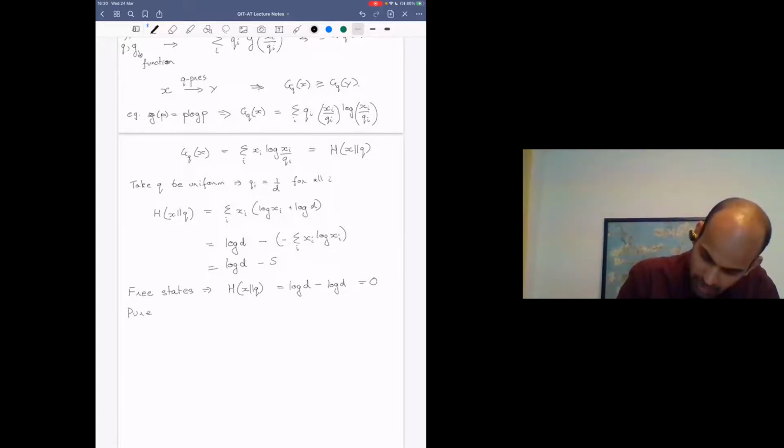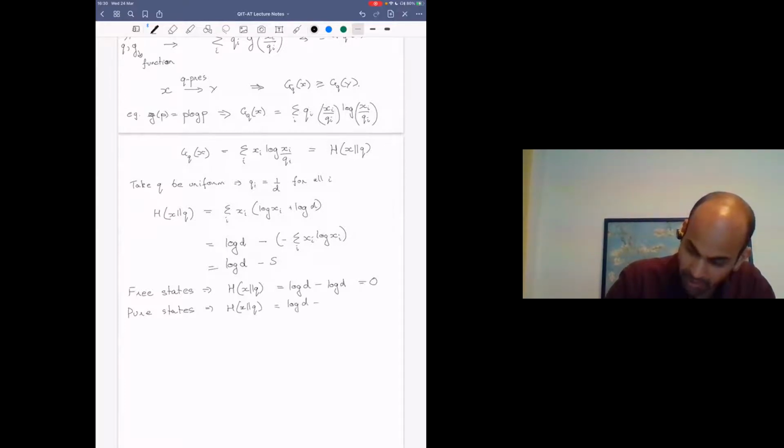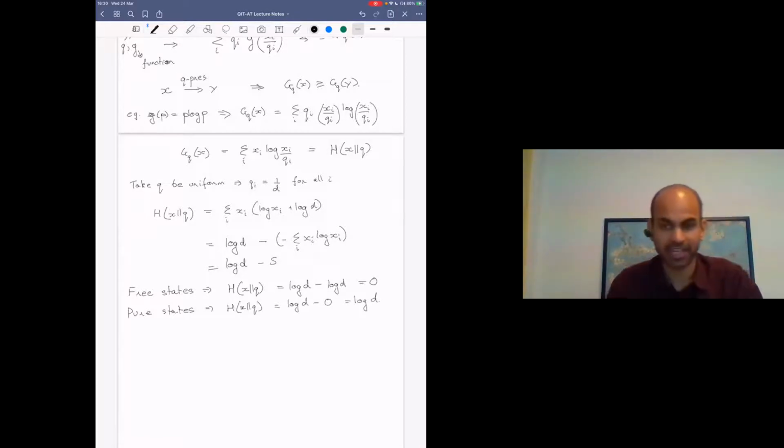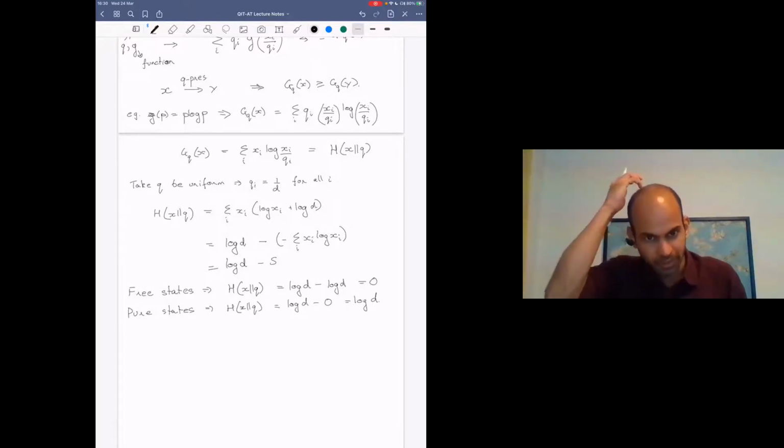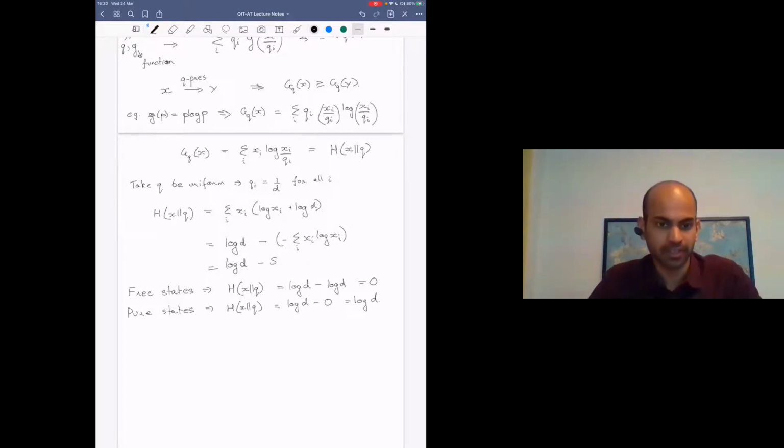And pure states have the relative entropy of x versus q as log d minus 0, because the entropy of pure states is 0, which is log d. That immediately tells you that pure states of higher dimension are more valuable, because log d is an increasing function in dimension. So you see that the pure states here are not all equivalent, unlike in the case of the same dimension.